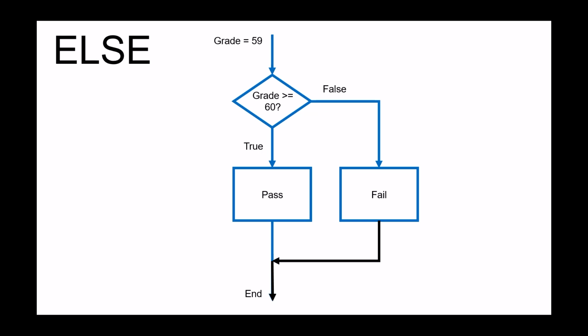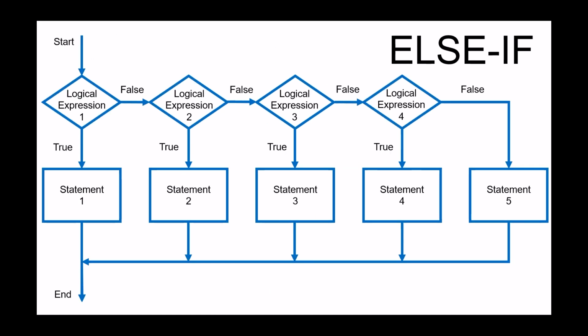So one of the limitations of the else statement is we have two paths to take. The logical expression could be true and we execute statement 1, or it could be false and we execute statement 2. But what if we have more than two paths that we want our program to take? This leads us to the else if statement, which looks complicated at first, but it's really just a bunch of additional else statements in our program. So let's take a look at how this works in our flowchart.